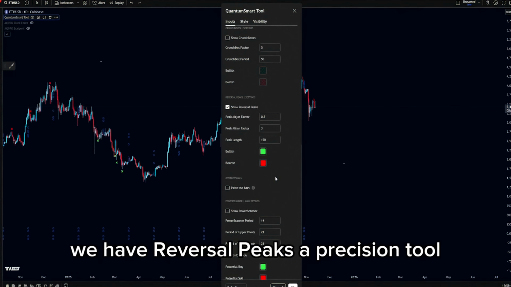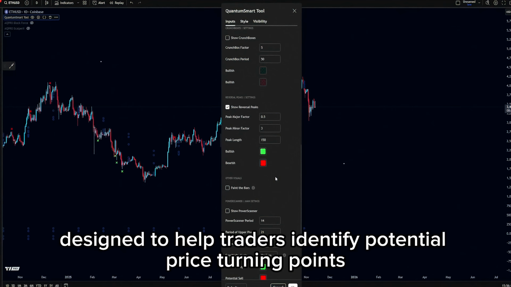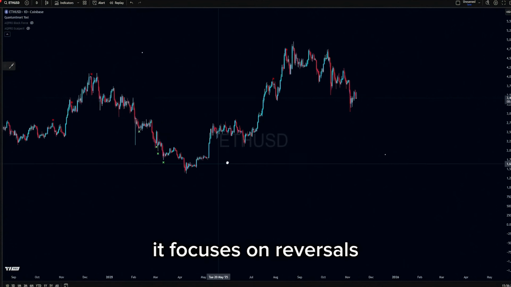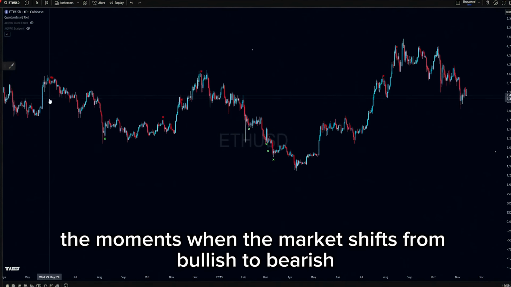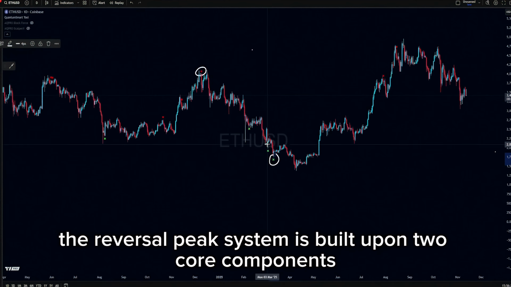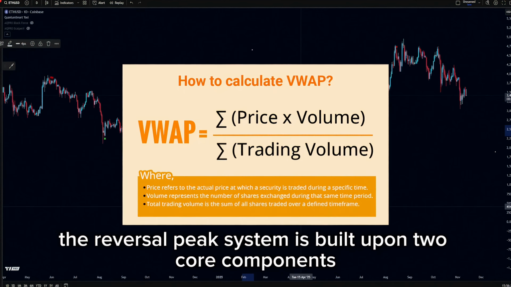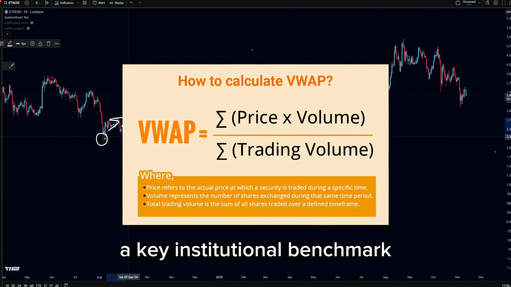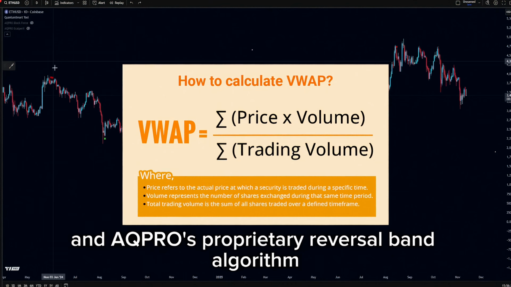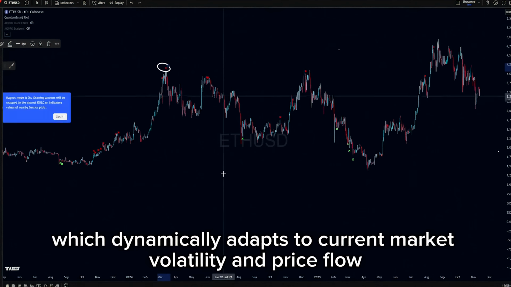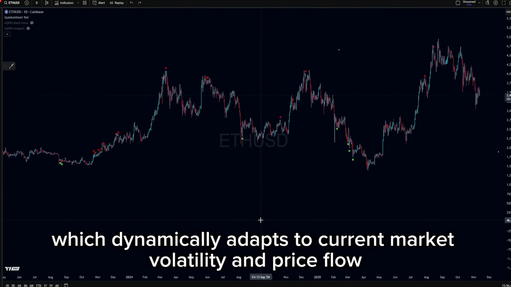Next up, we have reversal peaks, a precision tool designed to help traders identify potential price turning points with remarkable accuracy. As the name suggests, it focuses on reversals, the moments when the market shifts from bullish to bearish, or vice versa. The reversal peak system is built upon two core components: the VWAP, volume weighted average price, a key institutional benchmark, and AQPRO's proprietary reversal band algorithm, which dynamically adapts to current market volatility and price flow.